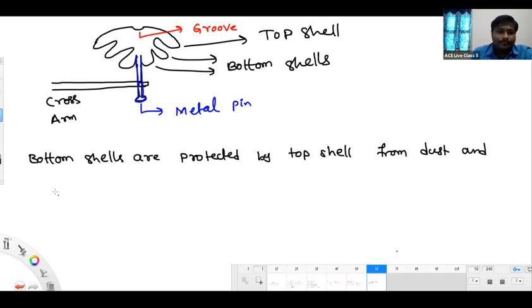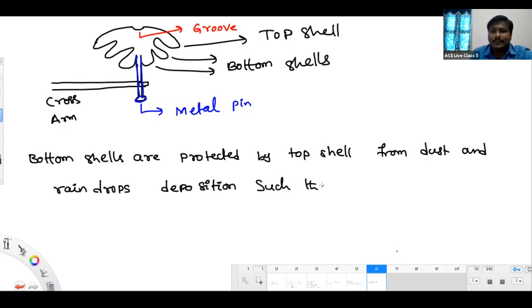Dust and raindrops deposition, such that leakage current will be less.